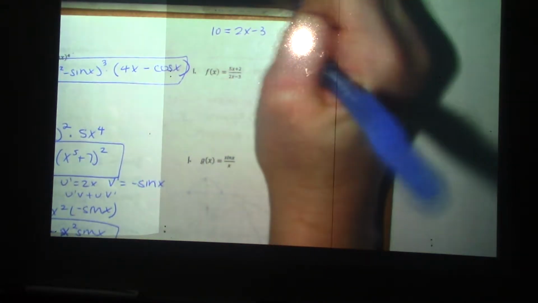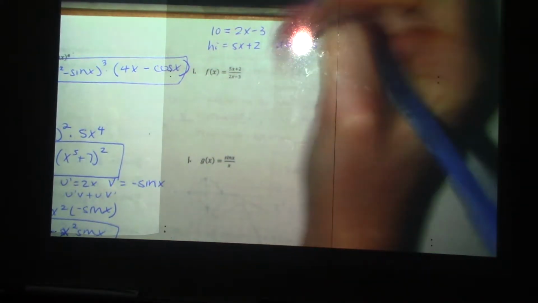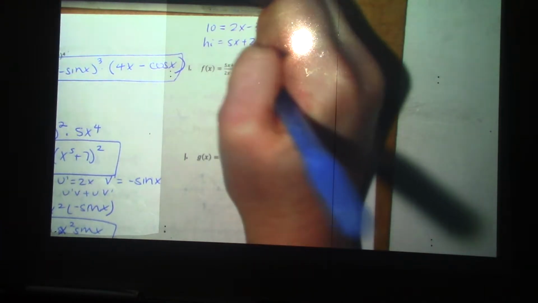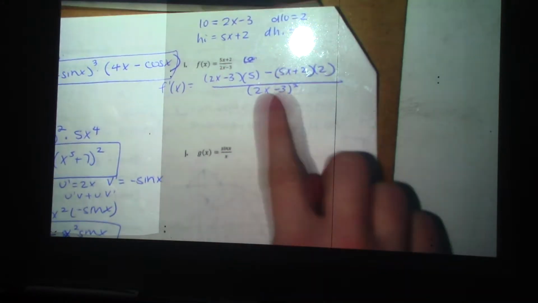We have two functions divided by one another, so I'm going to use quotient rule. So low is 2x minus 3, d low is then 2, high is 5x plus 2, d high is 5. And now we just plug in. Derivative is going to be low d high, 5, minus high d low, and underneath the low squared goes. So the bottom, I'm not going to mess with that.